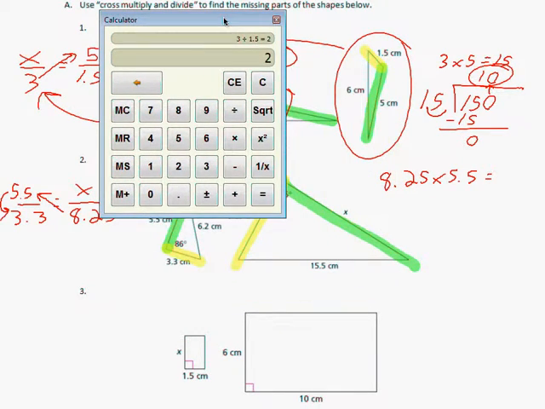So, 8.25 times 5.5 is 45.375. I'm going to divide that by 3.3. So 45.375 divided by 3.3 equals 15.125.